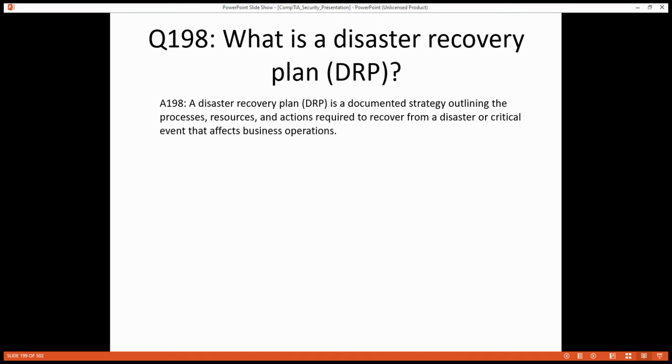Q198. What is a disaster recovery plan, DRP? A198. A disaster recovery plan, DRP, is a documented strategy outlining the processes, resources, and actions required to recover from a disaster or critical event that affects business operations.